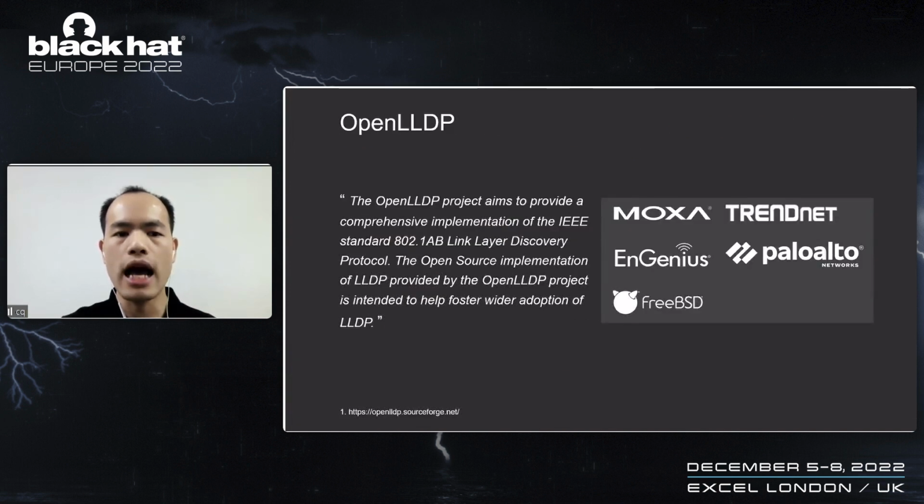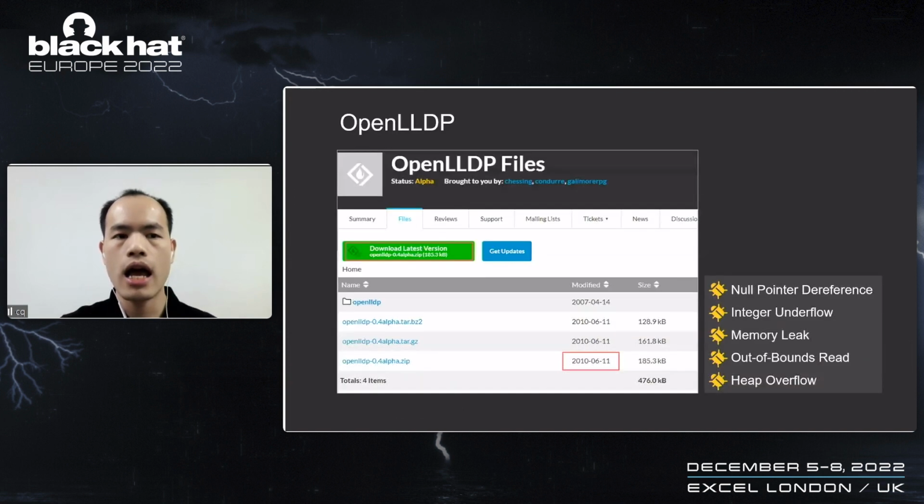The third component, OpenLLDP, is also an open source project and was found in devices from Moxa, TrainNet, and so on. Also, it's in the package list on the FreeBSD system. As we can see from its source code page, the latest version is 0.4 alpha, and the last modified time is June 2010, almost a 10-year outdated project. After auditing the source code, several vulnerabilities were found, such as null pointer dereference, integer underflow, heap overflow, and so on.